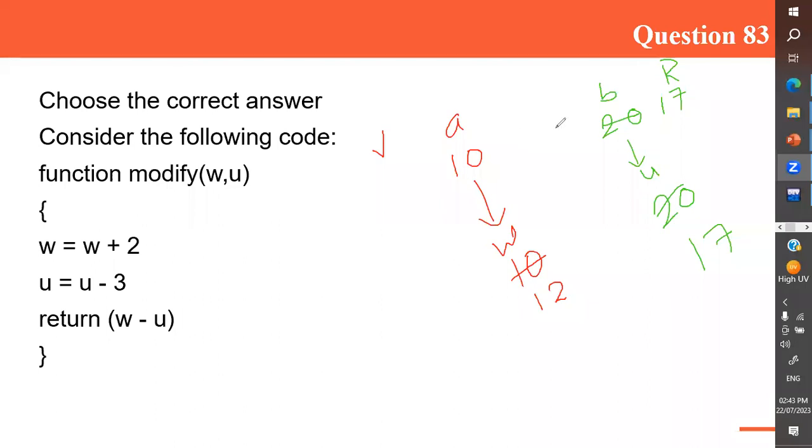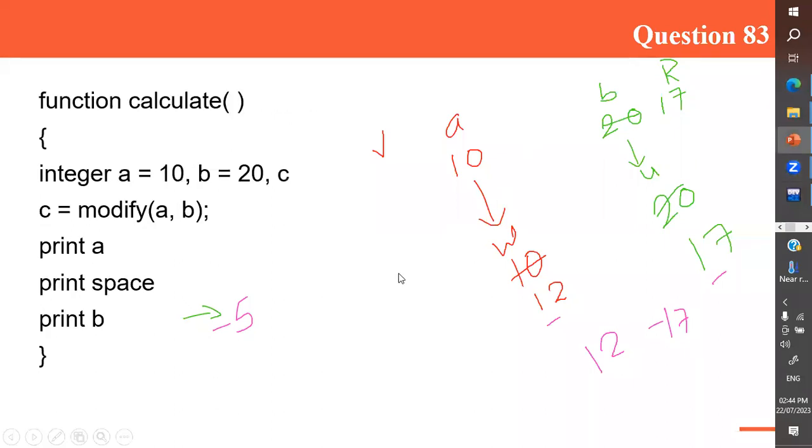Okay, understood that? Is it clear, everyone, till here? Now what are we doing? W minus U. What is W minus U? W is 12, U is 17. 12 minus 17. What is it? Minus 5. We are returning minus 5. The return value is minus 5. Now we'll go to that previous calculate slide. Let's see that. C value is what? Minus 5. Okay. C value is minus 5.